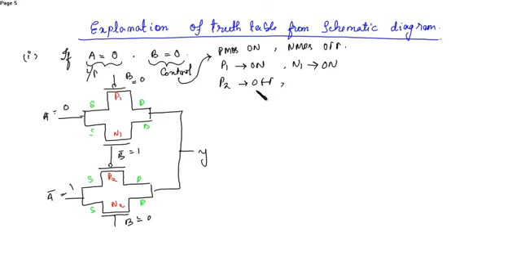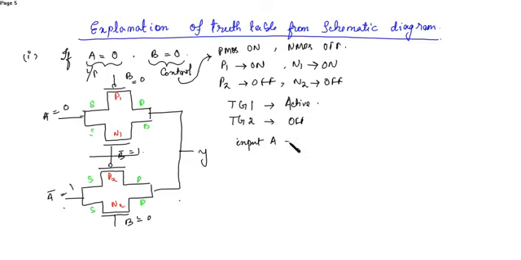Similarly here B is 0. So when 0 is applied at NMOS, that will also turn off. So transmission gate 1 is active and transmission gate 2 is off, that is, the input will not pass to the output. So here the input A will pass to the output.